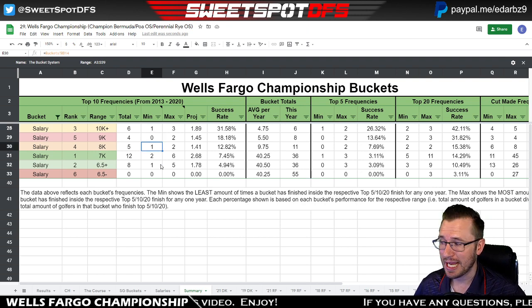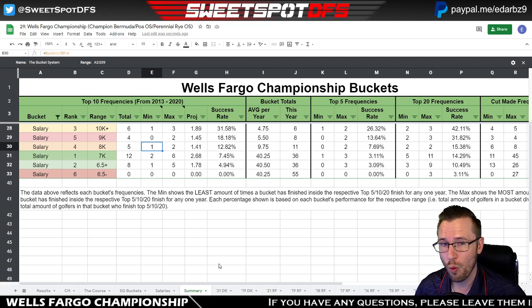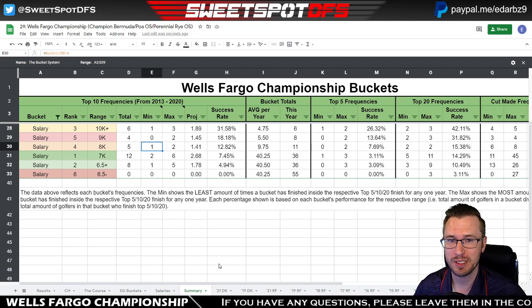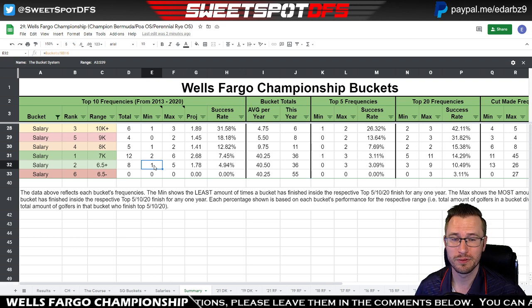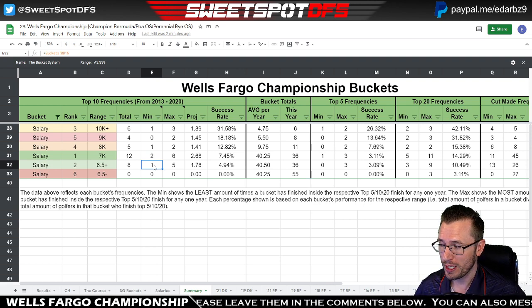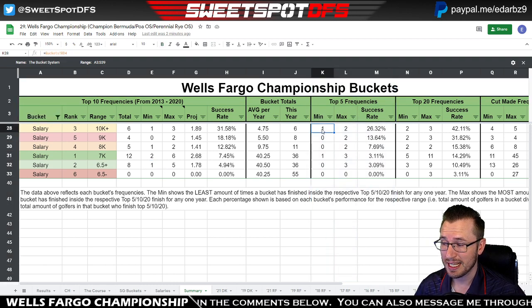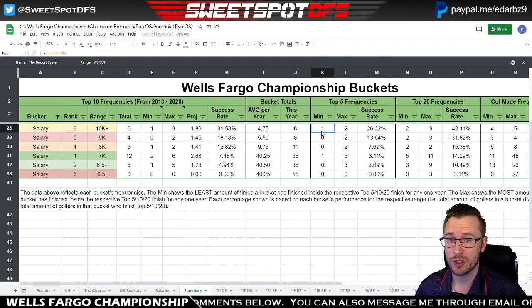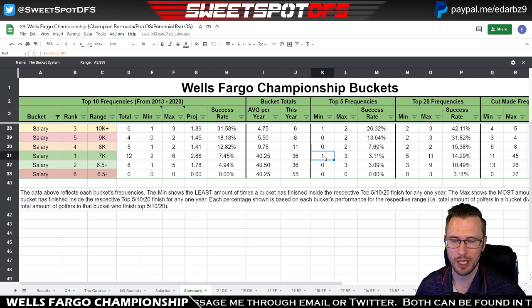Likewise, the 8K range has a minimum of 1. So again, we've seen at least one golfer in the 8K range inside the top 10 for both years. Same goes with 7K. We've seen at least 2. And then 6.5 and above, we've seen at least once. Now we can dig a little bit deeper and look at our top 5 frequencies. So we've seen at least one 10K and above golfer in the 2 years inside the top 5. We've seen at least one 7K. So I think that's where you start, right? 10K and above and 7K. That's where you start your lineups.